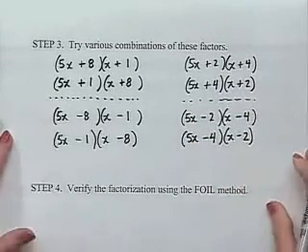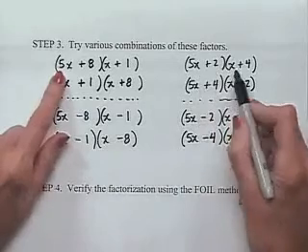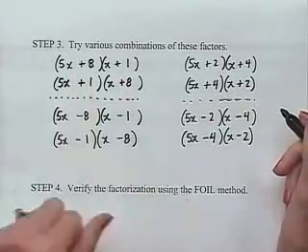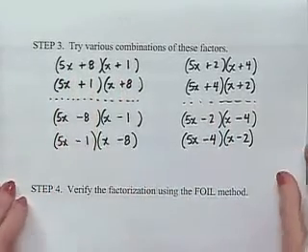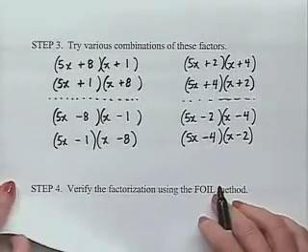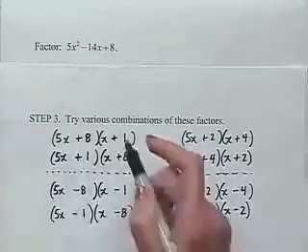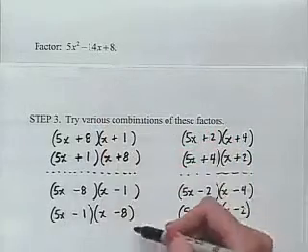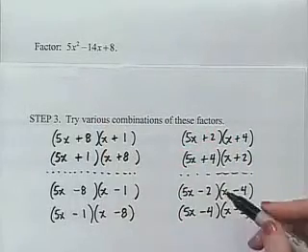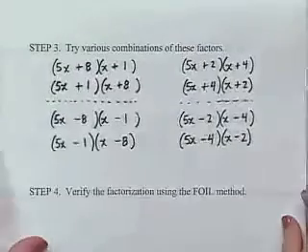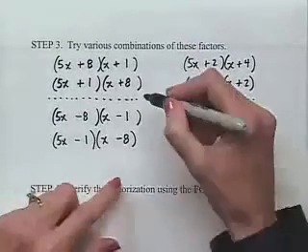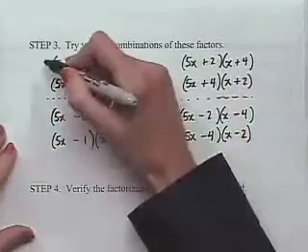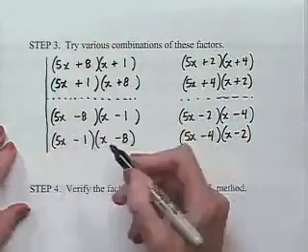Now, we know that our first terms are going to give us the 5x squared. We know that our last terms are going to give us the positive 8. If we look back at the problem that we started with, our middle term was negative 14x. That's what we're going to be trying to figure out: which of these 8 possibilities is going to give us that middle term. So in each case, we're going to write down the value that we'd come up with for our middle term. This time I'm just going to write it to the left as we go.